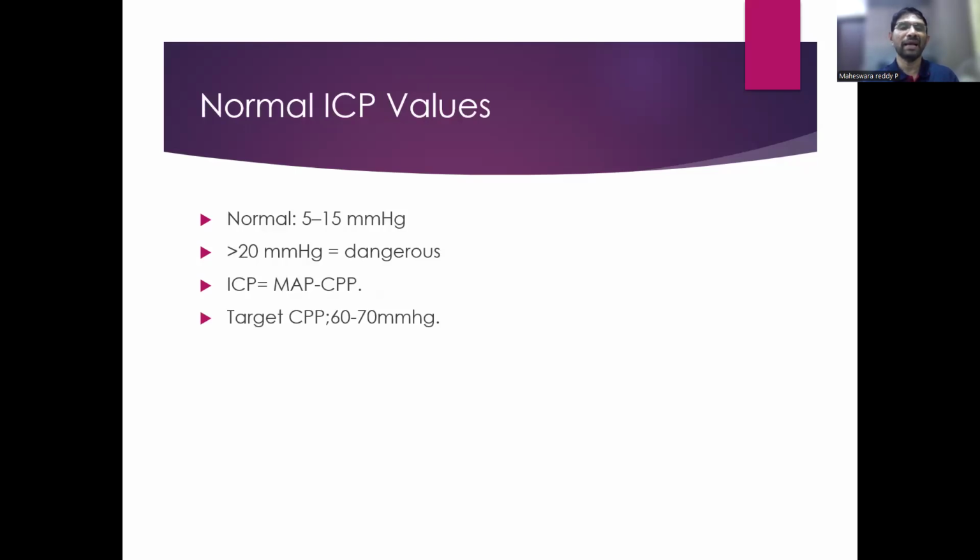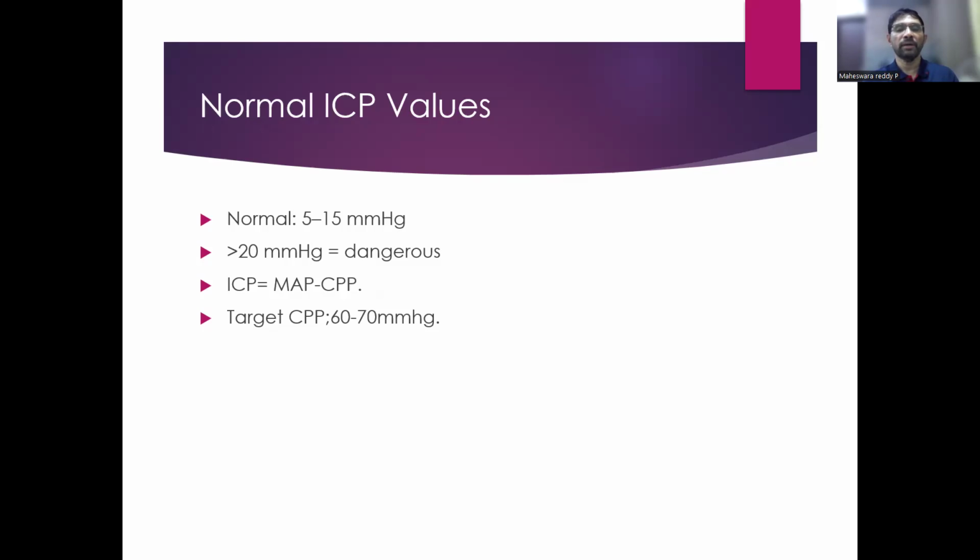So when you come to normal ICP values, the intracranial pressure is 5 to 15 mmHg. When it is more than 20, it is a dangerous sign. So how is ICP calculated? CPP is MAP minus ICP. MAP means mean arterial pressure. CPP is cerebral perfusion pressure. The main target is cerebral perfusion pressure.